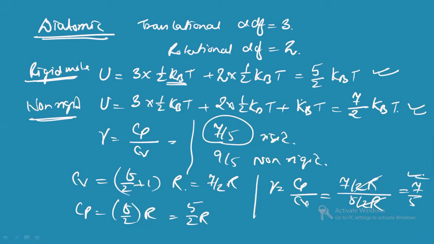This is for rigid. Similarly, you can calculate for non-rigid also. Okay? You will get the ratio to be 9 by 5. Clear?